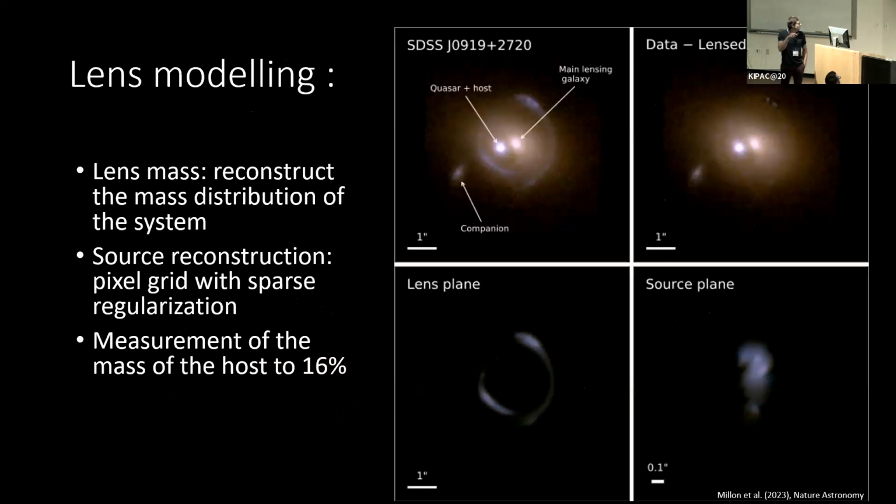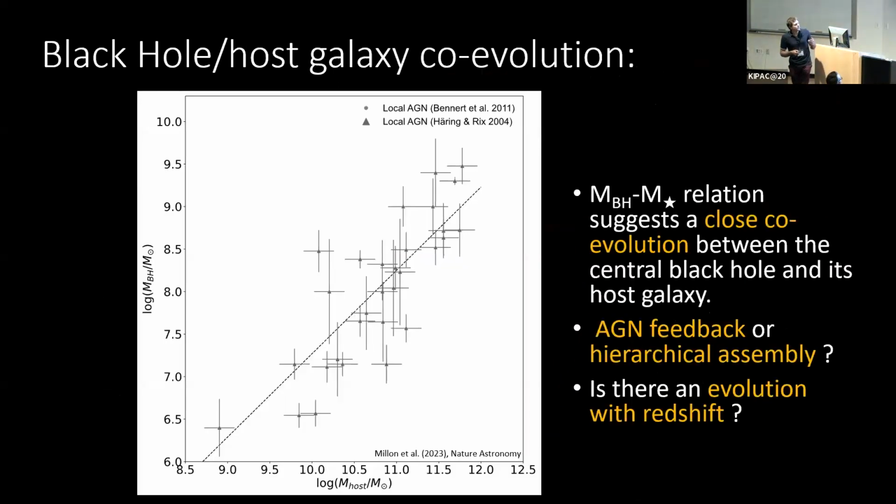So we modeled the system. We fitted the mass in the lens plane and the light in the source plane, fitting everything at the same time, and got a very precise measurement of the quasar host mass at 16% precision. And why do we care about this? Why do we need to measure the mass of the host?